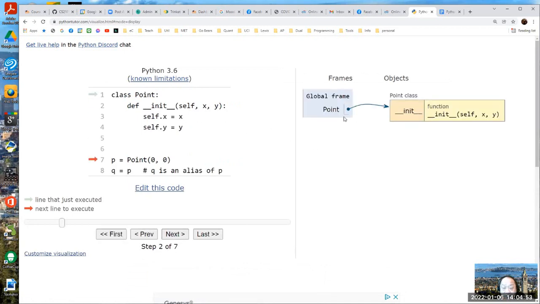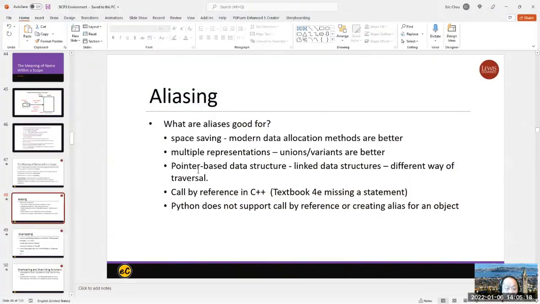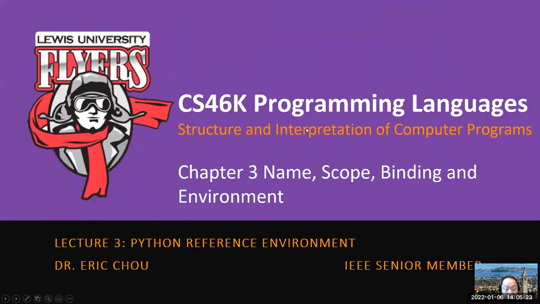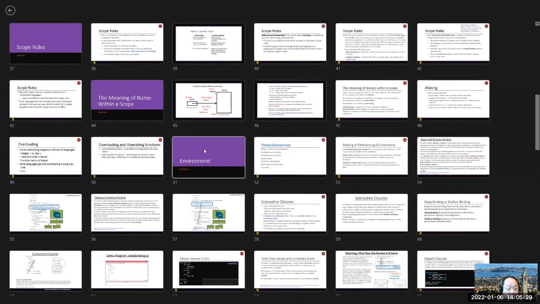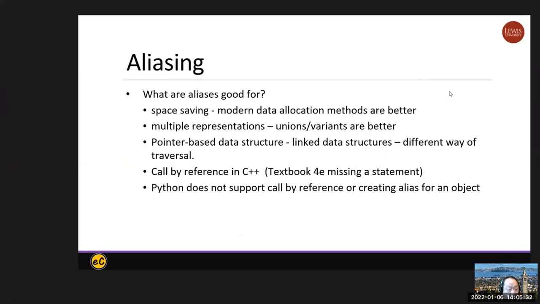Okay, so we create a class with the init function. And then here we try to create an object. So we create an object P, then we assign P's object to Q as well. So both P and Q are pointing to the same object. We call P and Q aliases. So that's what we call it, alias, because these are aliases.